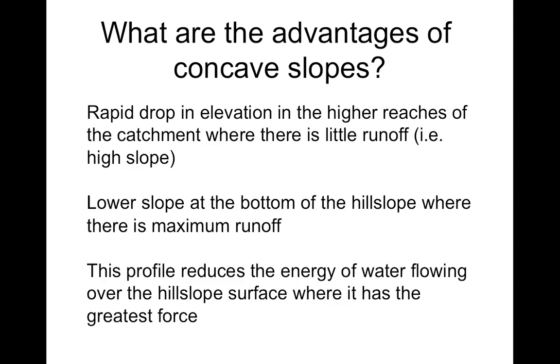The lower slope at the bottom of the hill is where there's maximum runoff, and because you have less slope, your flow velocities should be lower. And it turns out that this concave profile actually reduces the total energy of water flowing over the hill slope, right, where it has the greatest force.